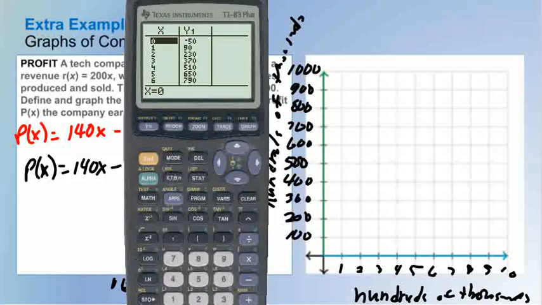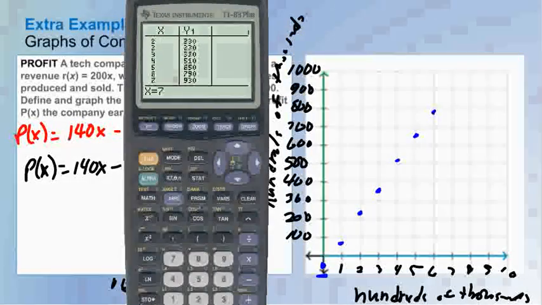we would have 0 and negative 50. So down here is 100. Negative 50 would be here. We got 1 and 90, which would be roughly here. 2 and 230 would be roughly here. 3 and 370 be roughly there. 4 and 510, a little bit over the 500 mark. 5 and 650 be halfway between 600 and 700. 6 would be 790, so a little bit below the 800.